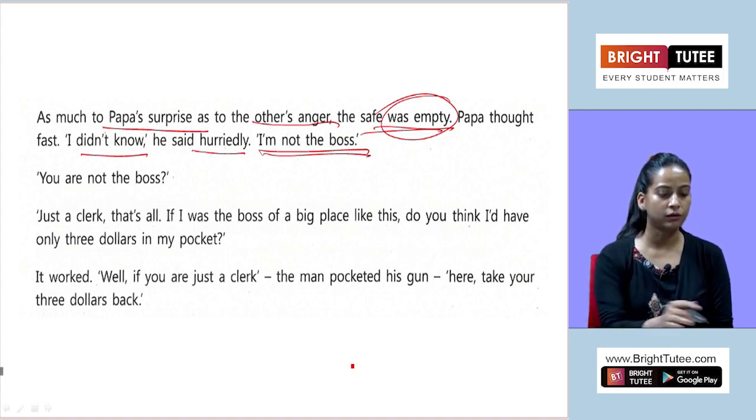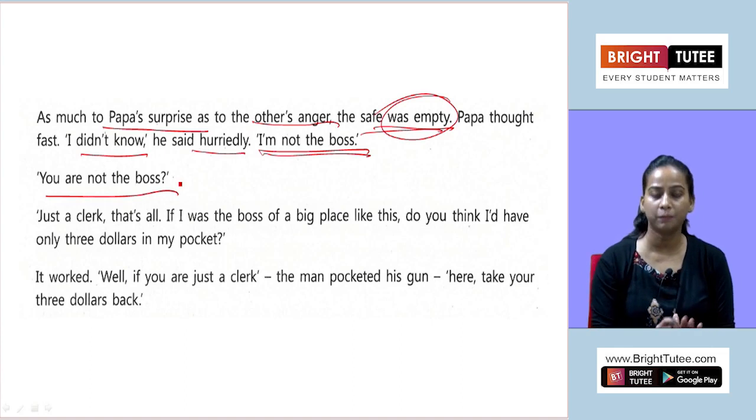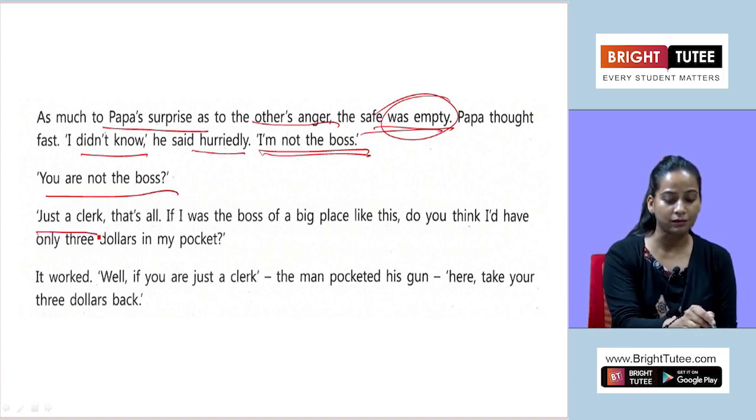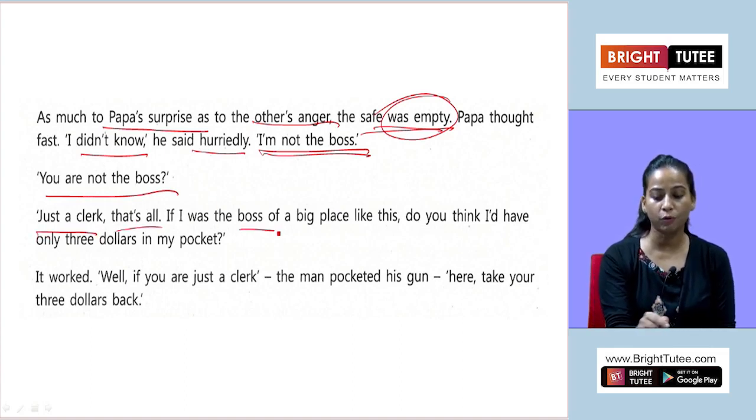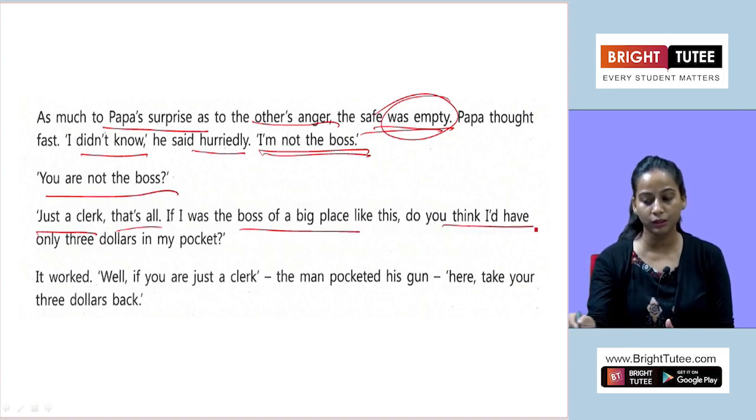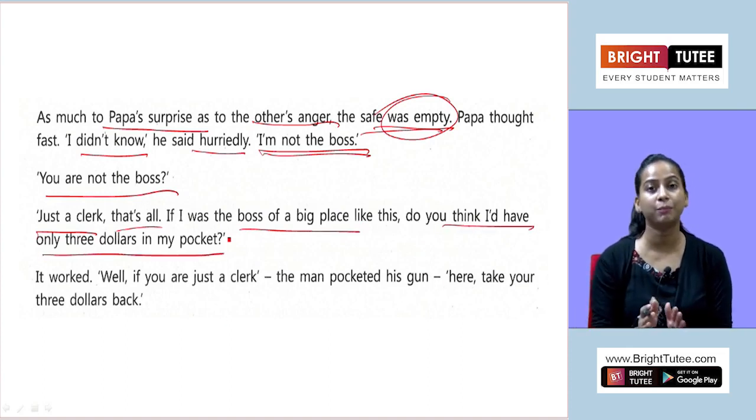"You are not the boss?" asked the man. He said, "Just a clerk, that's all. If I was the boss of a big place like this, do you think I would have only $3 in my pocket?"